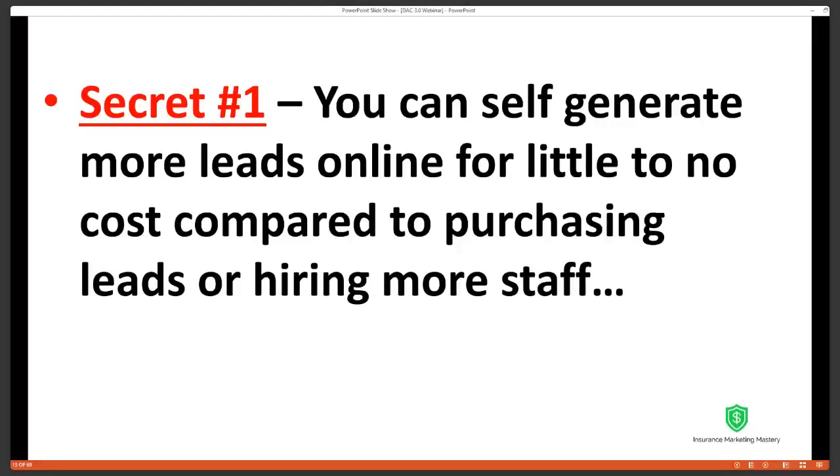All right, so let's dive right into it. Number one, you can self-generate more leads online for little to no cost compared to purchasing leads or hiring more staff. Now, we're going to talk about this concept in a lot of ways today. So instead of me saying this sentence over and over again, what we're talking about here is organic reach. You've probably heard the phrase before. Most of you know what that means. When you hear the phrase organic reach in digital marketing, that means you're not paying for it. Organic, you're doing it yourself. You're growing it yourself. So whenever I say organic reach, all I mean by that is not paid.